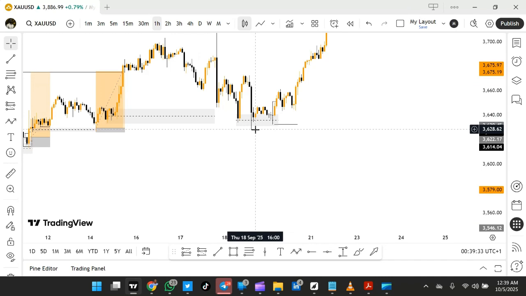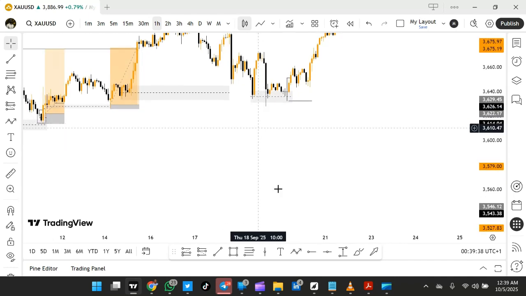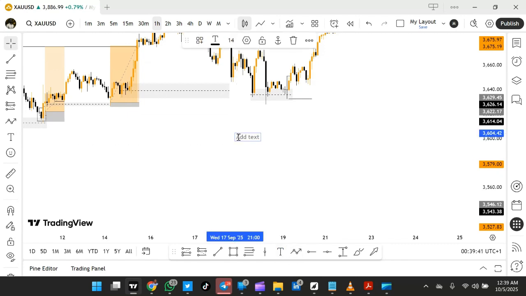For a zone to be a valid demand zone or supply zone, there must be a break of structure. All these things have to be present. There must be a break of structure, there must be an FVG, that's fair value gap, and there must be an imbalance. That's the impulsive move I talked about.